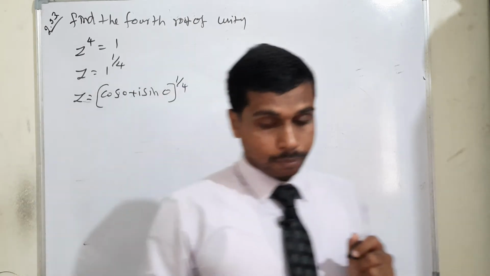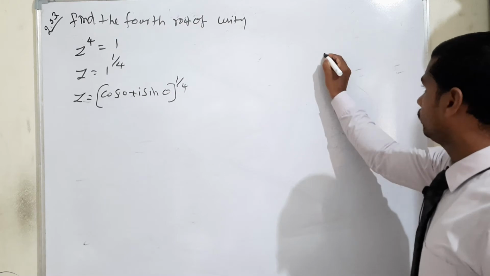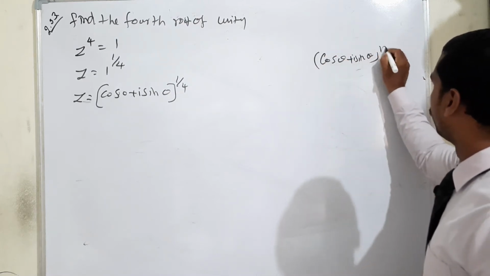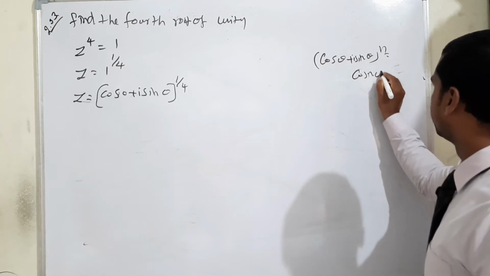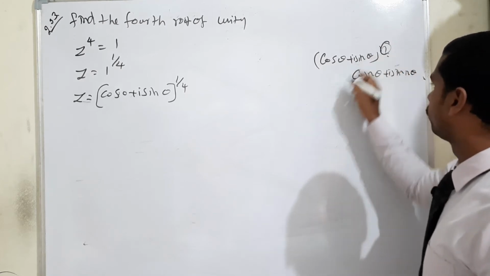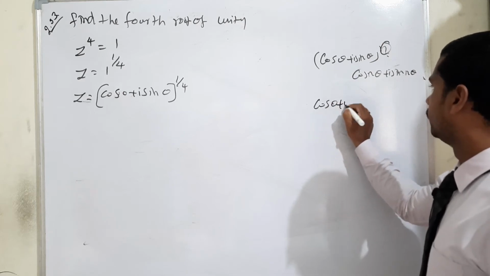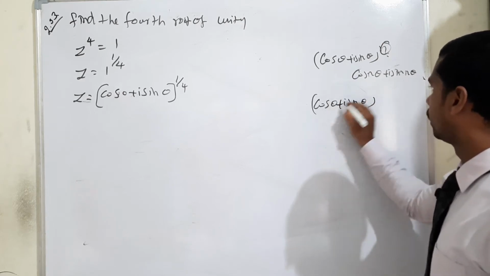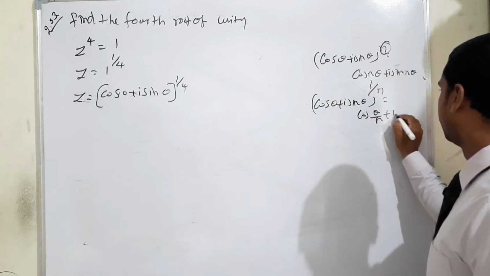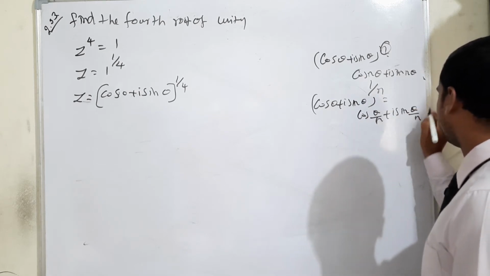What is the meaning of De Moivre's theorem? Cos theta plus I sin theta, the whole power n, means cos n theta plus I sin n theta. So instead of n, cos theta plus I sin theta, the whole power of 1 by n means cos theta by n plus I sin theta by n.